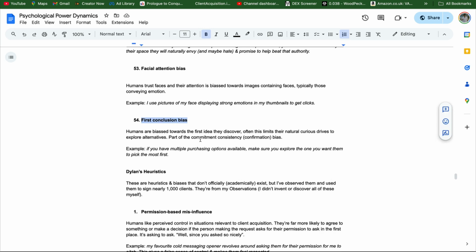54. First conclusion bias. Humans are biased towards the first idea they discover. Often this limits their natural curious drives to explore alternatives. Part of the commitment consistency, confirmation bias, right? So an example of that is if you have multiple purchasing options available, make sure you explore the one you want them to pick the most first, right?